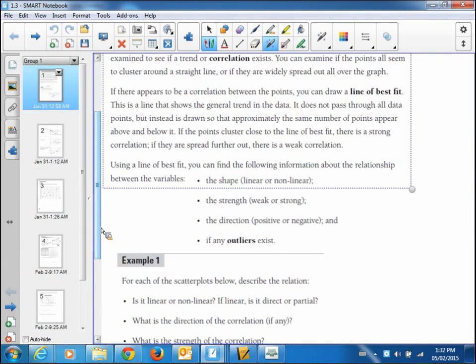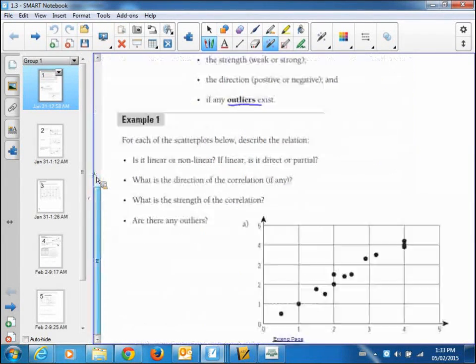Using a line of best fit, you can find the following information about it. The shape: is it linear, a line, or is it curved? Is it weak or strong? A connection there. The direction: is it positive or negative? If it's going down from left to right, it's negative. And do outliers exist? Outliers are points that are way outside of the line. We'll see all this now by doing it.